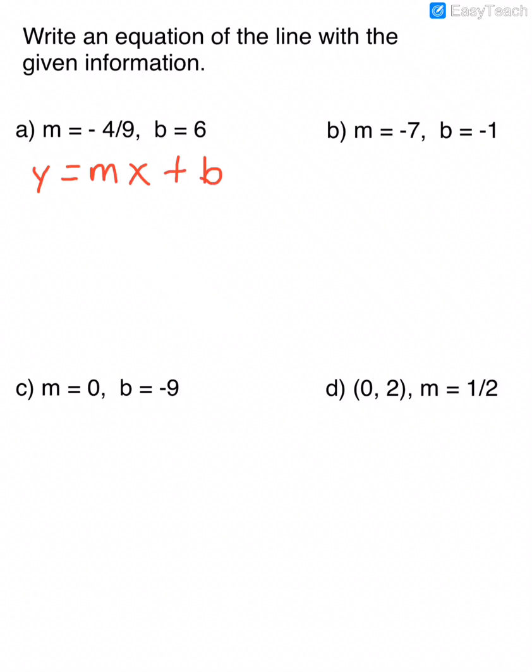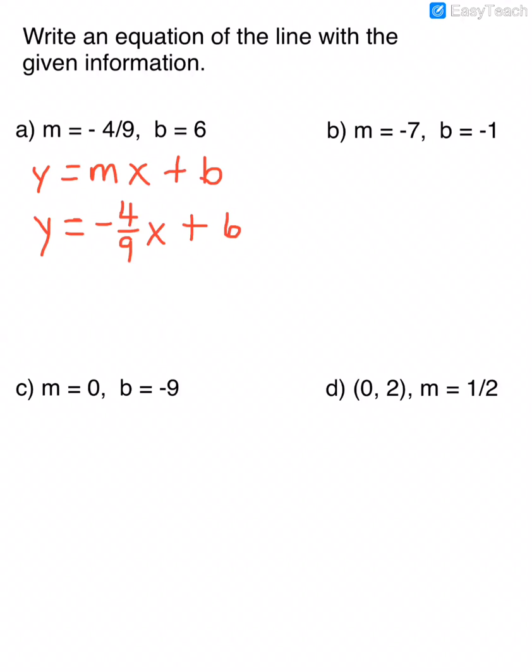So all we're going to do is take the information that they've given us and put it into that equation of the line. Okay, so y is going to stay y. We're replacing m with what they told us that m is. M is negative 4 over 9, x plus b, which is 6. So now we've written the equation of a line in slope-intercept form.